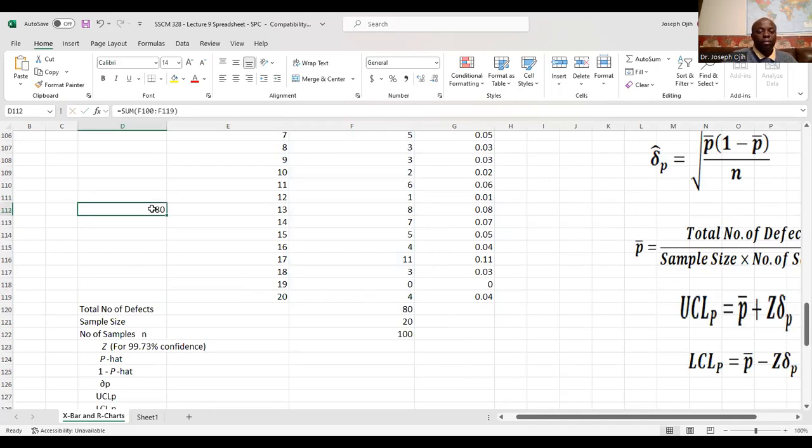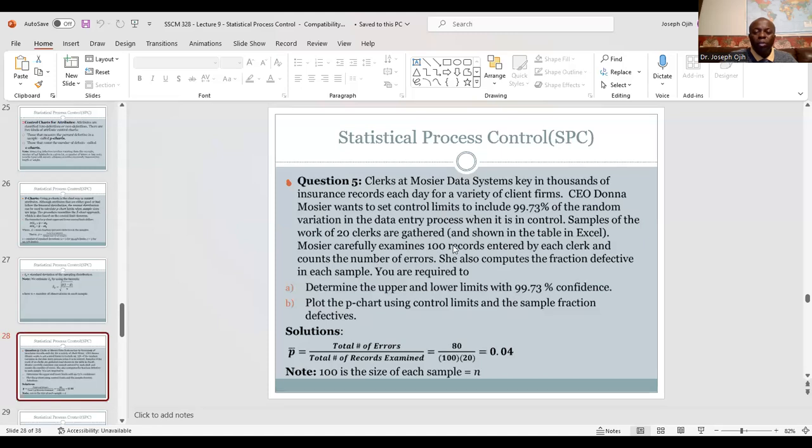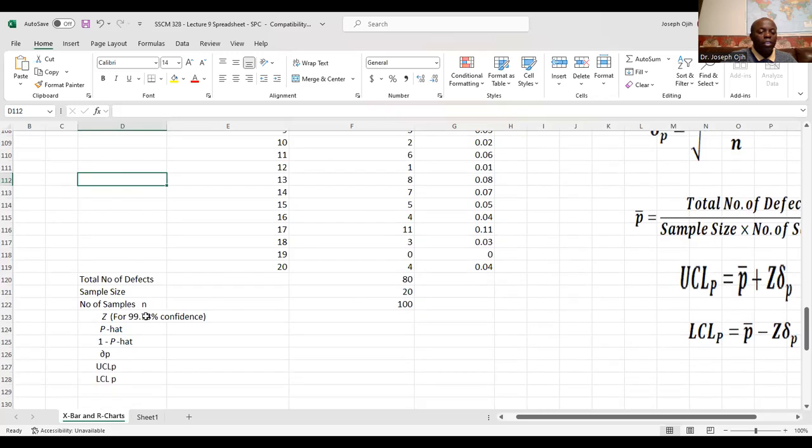Okay. Now, how many clerks? Sample size, we have 20 clerks. So I put right here, 20. Now, I remember that the question says that Mozilla carefully examined 100 records entered by each clerk, which means that the number of samples within each clerk is hundreds were examined.